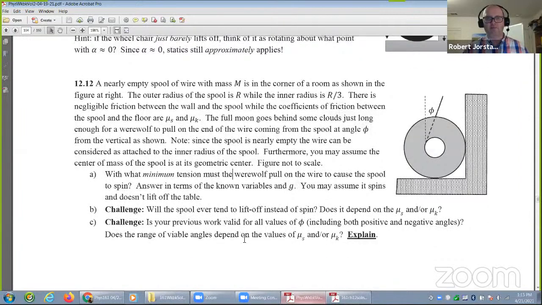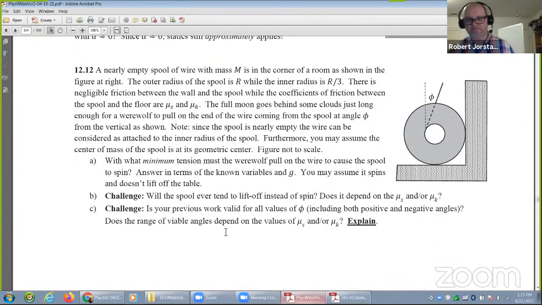This was a problem I thought it'd be pretty straightforward. I put it on a test, kick the crap out of people. Let's focus on drawing the FBD because I'm confident you know how to do algebra. So read this problem. And I'm going to give you a minute to try the FBD.